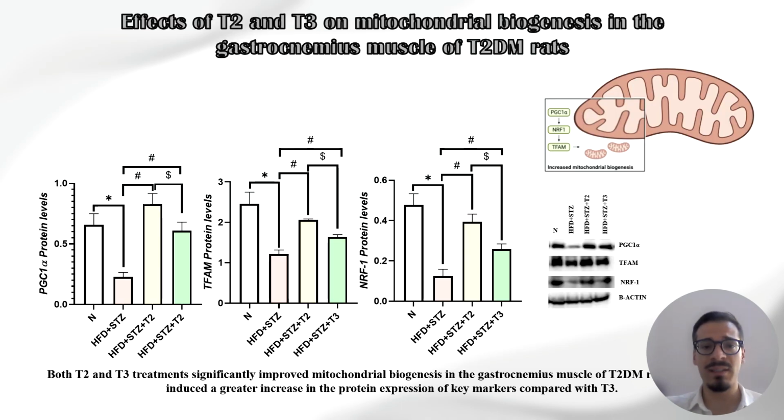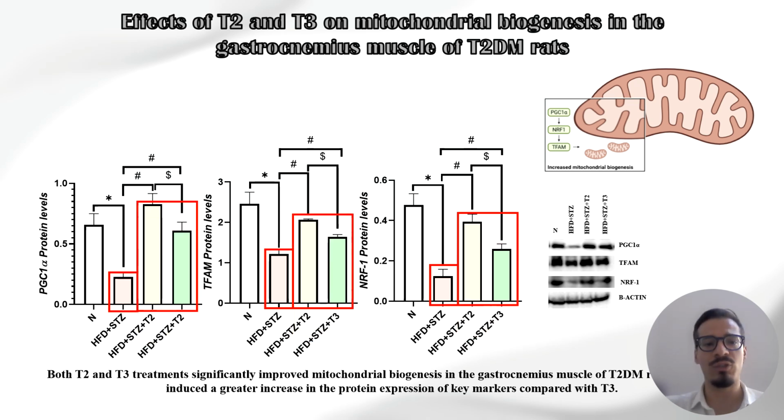Subsequently, we investigated the effects of T2 and T3 on mitochondrial biogenesis by assessing the protein levels of the master regulator PGC1 alpha and its downstream targets NRF1 and TFAM, which coordinate mitochondrial gene expression and mitochondrial DNA replication. Diabetic rats exhibited a significant reduction in the protein levels of PGC1 alpha, NRF1, and TFAM compared with the N group, indicating an impairment of mitochondrial biogenesis and a reduced capacity to maintain a functional mitochondrial network.